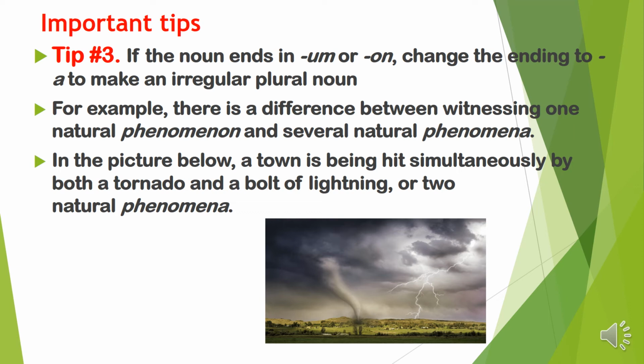In the picture below, class, a town is being hit simultaneously by both a tornado and a bolt of lightning, or two natural phenomena. That is tip number 3 again. If the noun ends in um or on, we change the ending to a to make an irregular plural noun.